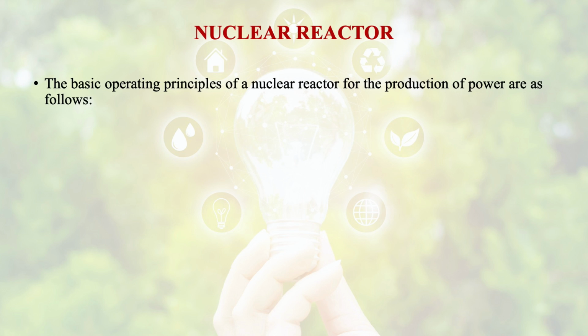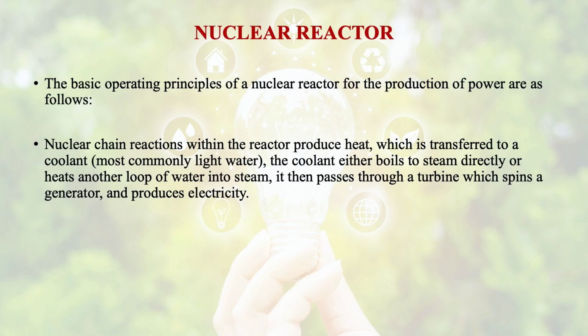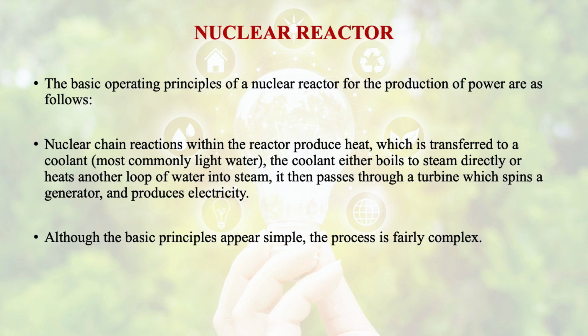The basic operating principles of a nuclear reactor for the production of power are: nuclear chain reactions within the reactor produce heat, which is transferred to a coolant, and most commonly we use light water as a coolant. This coolant either boils to steam directly or heats another loop of water into steam. Then it passes through a turbine, which spins a generator and produces electricity. Although the basic principles appear simple, the process is fairly complex.